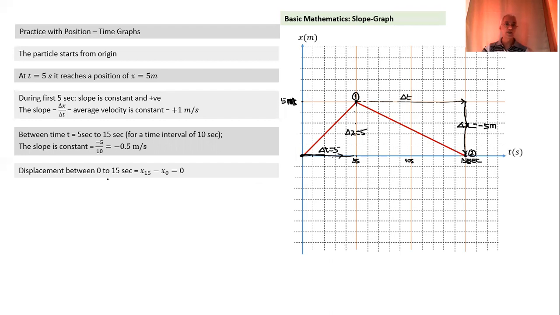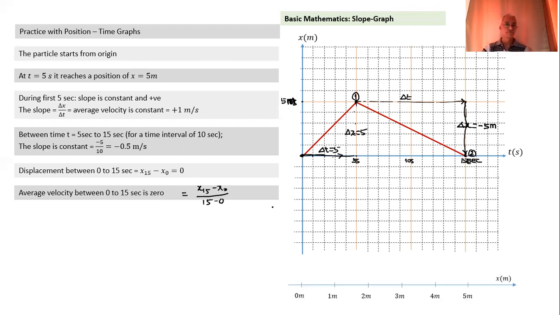And if you have to ask what is the displacement between 0 to 15 seconds, to find displacement, we need to find the x coordinate at 15 seconds. At 15 seconds the coordinate is 0. And at 0 second also the coordinate is 0. So it means x15 is 0, x0 is 0. Hence displacement between 0 to 15 seconds is 0. No displacement. What is the average velocity between 0 to 15 seconds? Since displacement is 0, average velocity also is 0. So how do you calculate average velocity from 0 to 15? I'll calculate x15 minus x0 divided by 15 minus 0.